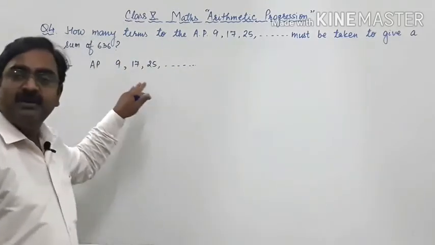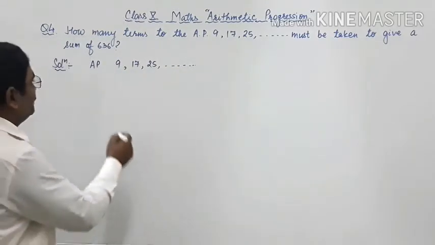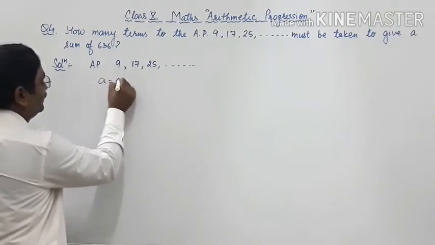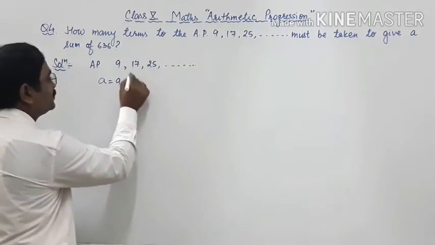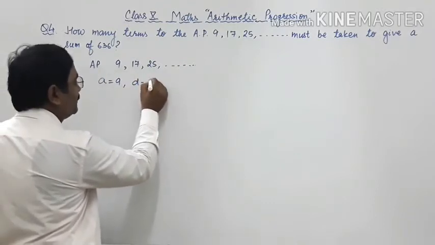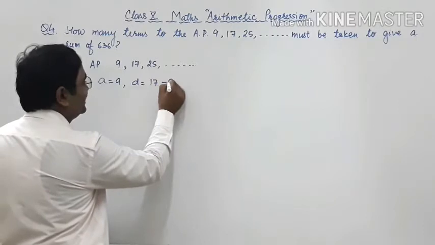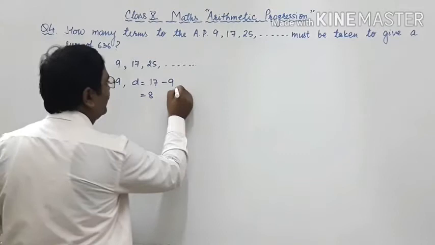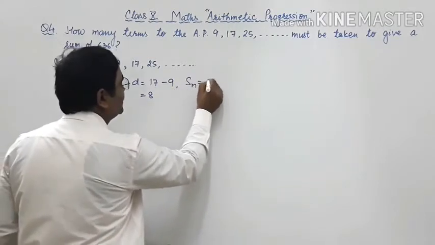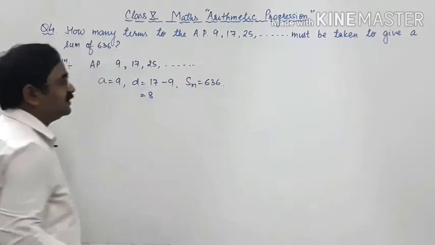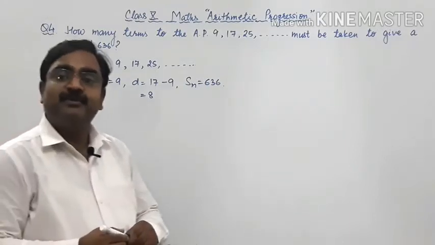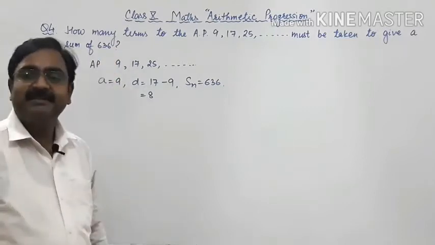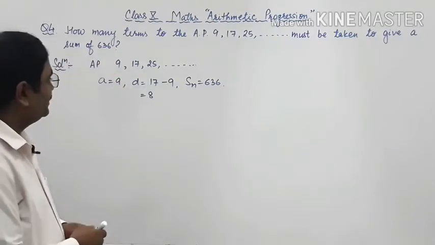write down all the components of this series. For example, first term a is 9, common difference d is equal to second term minus first term, which is 17 minus 9, that is equal to 8, and the sum of n terms is given, 636. So we are going to find out the number of terms that are added to make 636. So we have to start solving.